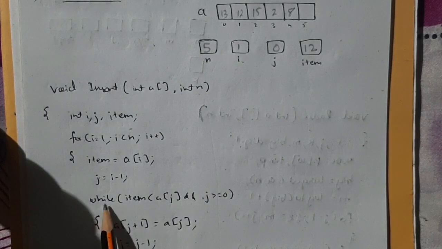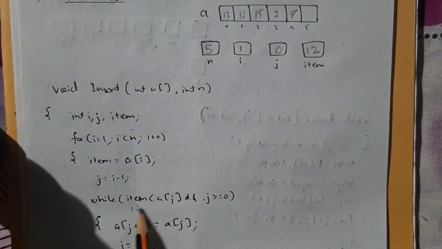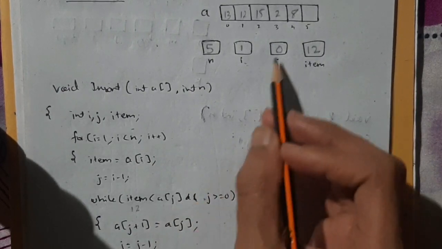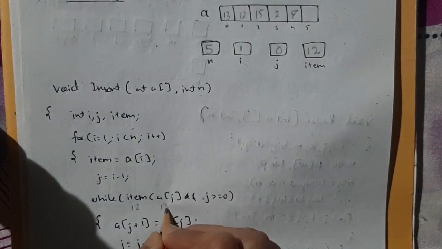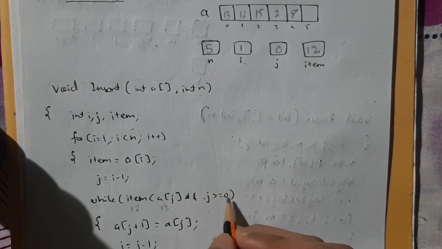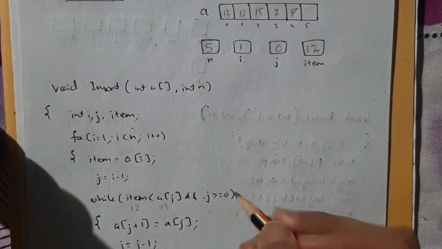Then we will come to this loop. While item, what is item? 12. So while 12 is less than a of j. What is a of j? A of 0. What is a of 0? 13. While 12 is less than 13 and j is greater than or equal to 0. Yeah, j is 0. So j is greater than or equal to 0 is true. So it will come inside this while loop.